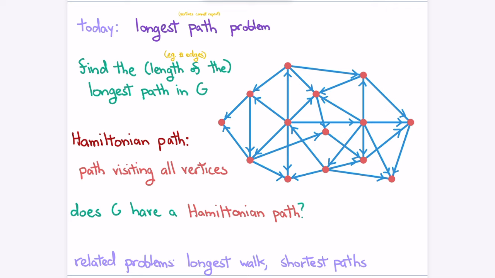So the question is, the longest path in a graph, or maybe a special case could be, I pick some vertex S and I say, okay, what is the longest path starting from S? Or I can give you S and T and say, what's the longest path from S to T? We did shortest path, this is just longest.